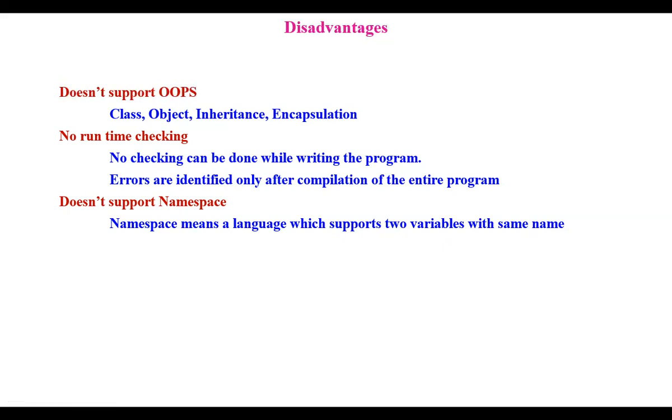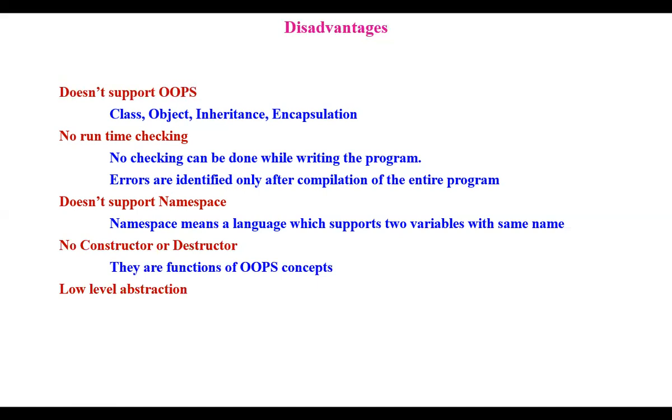Some languages support it, but C doesn't support namespace. There is no constructor or destructor. These concepts come under OOPS concepts, and because OOPS is not supported, these features are not available. Low level abstraction, in the sense data hiding is less, we cannot hide the data. Data hiding is very less, and data security also cannot be provided. So these are the various disadvantages.